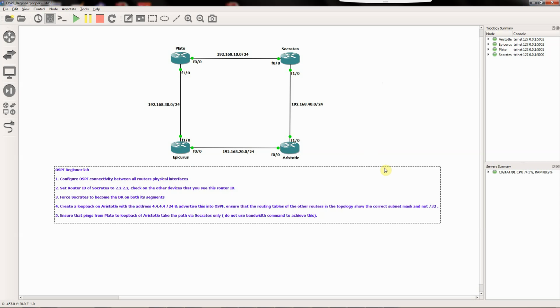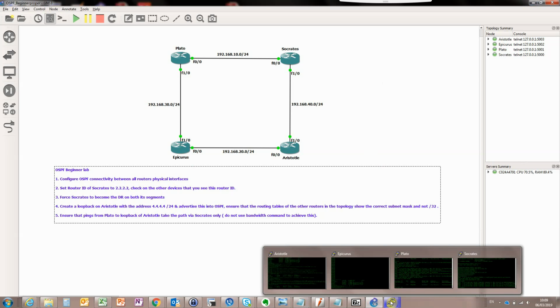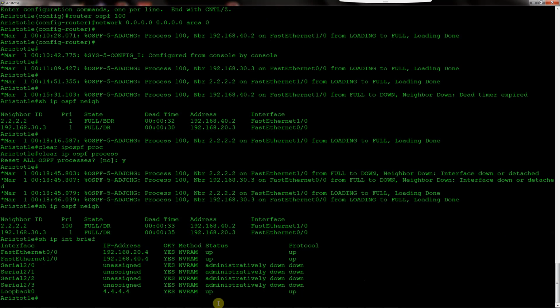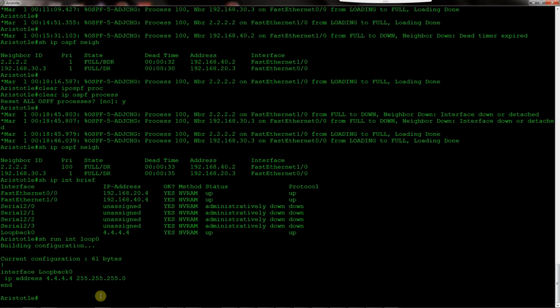So the next thing that we've asked you to do is Aristotle has got a loopback address. I've already created the loopback address just to save some time. I'll just show you the devices now. Okay, so here we have this loopback address 4.4.4.4. Now that is set. You can see that it's set as a /24, 255.255.255.0, so make it a /24.